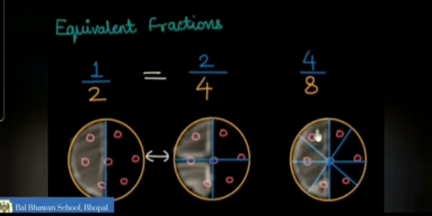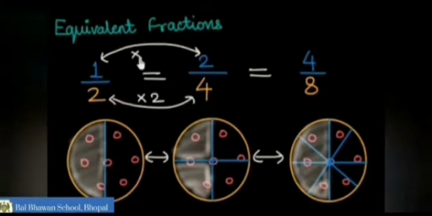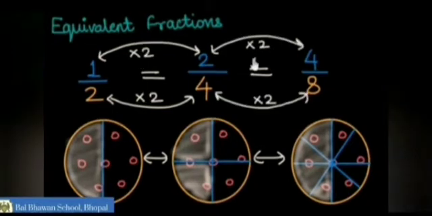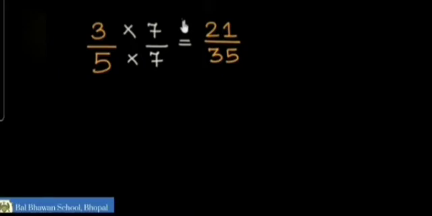We multiply by the same number to find out the equivalent fraction. So I can show you this once again. See how I multiplied by 2 in the numerator and denominator, getting a new fraction which is equivalent. Now here I have a fraction 3 upon 5 and I want to take out its equivalent. So I have multiplied 3 upon 5 by 7 in the numerator as well as in the denominator.